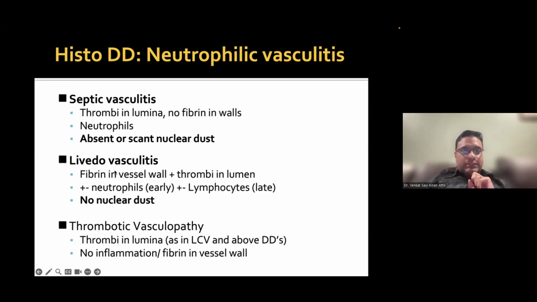Now, livedoid vasculitis, there's often fibrin in the vessel wall and thrombi in the lumen, and no nuclear dust, though there can be neutrophils and lymphocytes in this case. There is fibrin and thrombi as in leukocytoclastic vasculitis, but there is no leukocytoclasis, again, in livedoid vasculitis, okay? It's an itis, but no clasis. That's how livedoid vasculitis differs from leukocytoclastic vasculitis. How does it differ from septic vasculitis? Because there is fibrin. In septic, there is no fibrin. Similarly in thrombotic vasculopathy, there is no fibrin in the vessel wall either. Okay. If you see predominant fibrin, that is livedoid vasculitis.